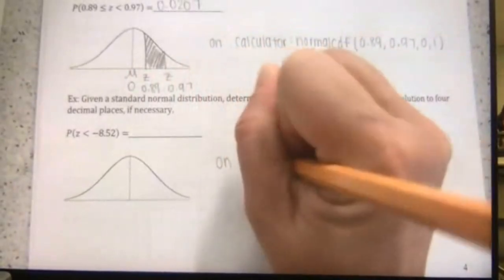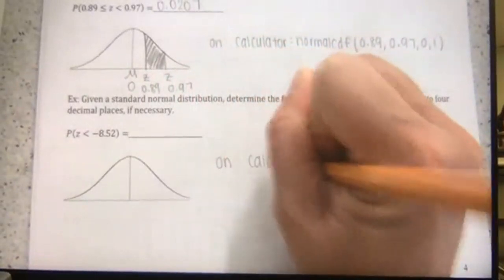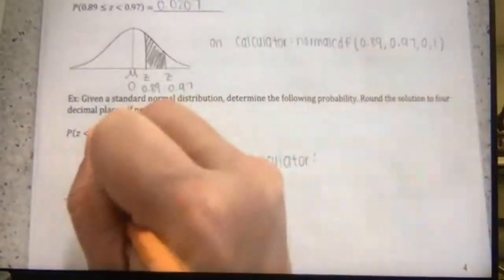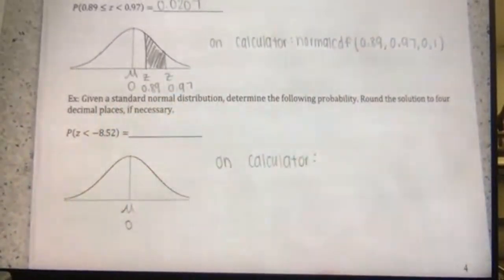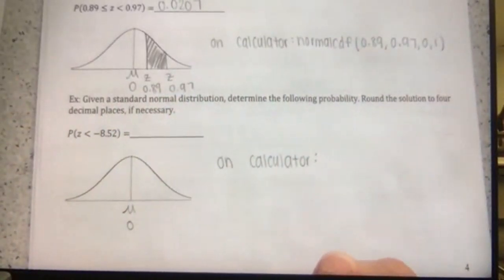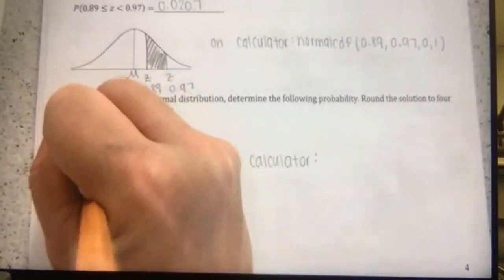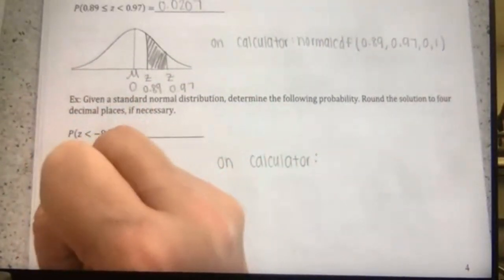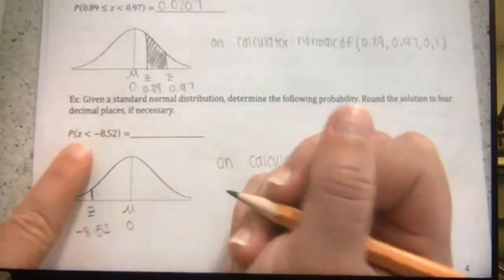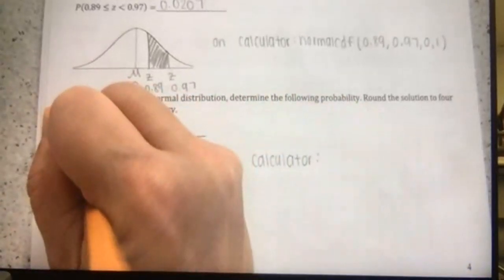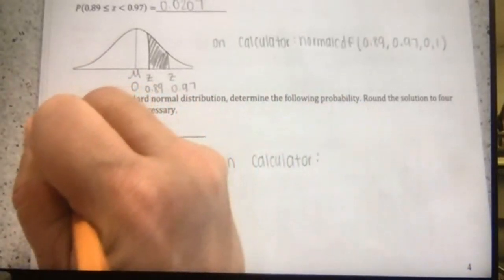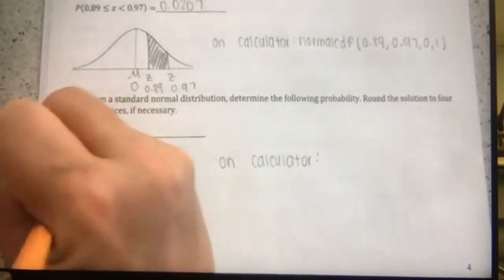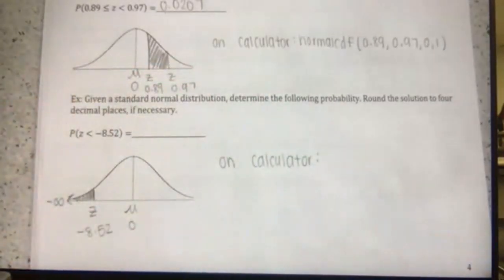So on our calculator, let's draw our picture. The middle is our mean, which is 0. Negative 8.52 is somewhere really small. So somewhere over here on the left-hand side, that z value is negative 8.52. We're saying that z is less than, so everything to the left-hand side, going on forever towards negative infinity, going on forever in the negative direction.